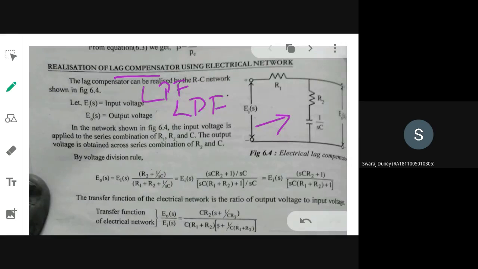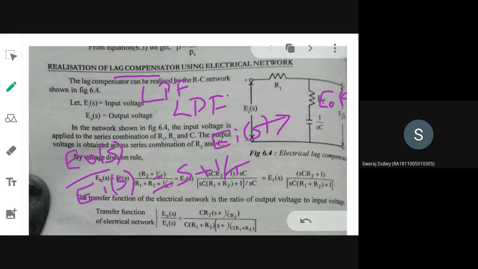The output parameter here is E naught of S. The input parameter here is EA of S, between which you are going to take the ratio, and you are going to equate that to (s plus 1 by T) divided by (s plus 1 by beta T), and you are going to prove that both are equivalent. That is what you are going to do.